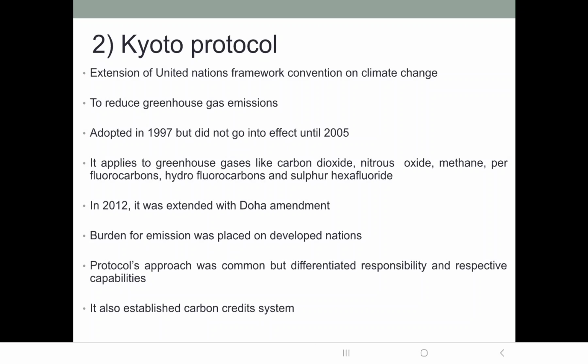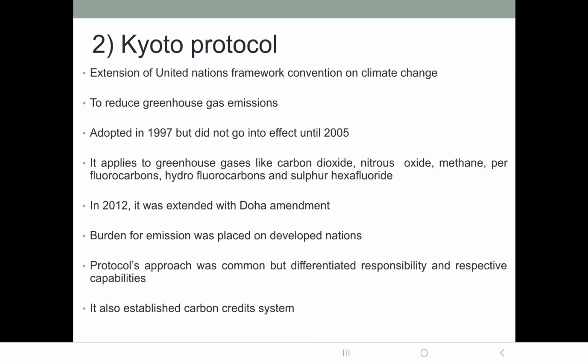The Kyoto Protocol was adopted in 1997, but it went into effect only in 2005. It applies to greenhouse gases like carbon dioxide, nitrous oxide, methane, perfluorocarbons, hydrofluorocarbons, and sulfur hexafluoride. Most of these are greenhouse gases. And in 2012 it was amended, or extended, with the Doha Amendment.